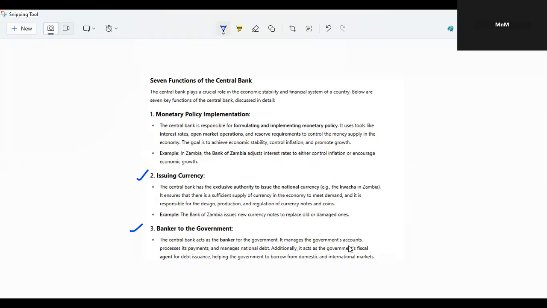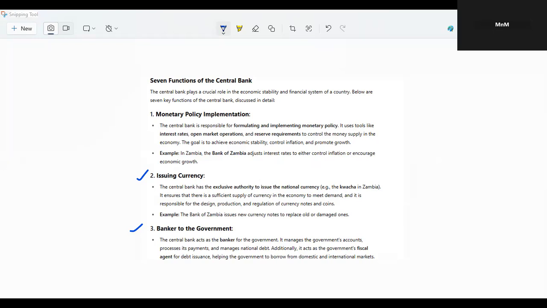It's a banker for the government. So the central bank is actually acting as a bank for the government. It manages government's accounts, processes payments, and manages all national debt. Additionally, it acts as government's fiscal agent for debt issuance. All right. Besides that, what other functions does the central bank have?